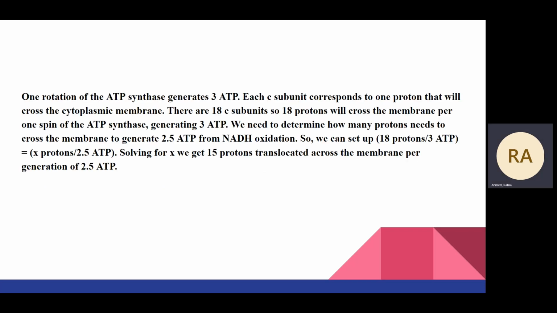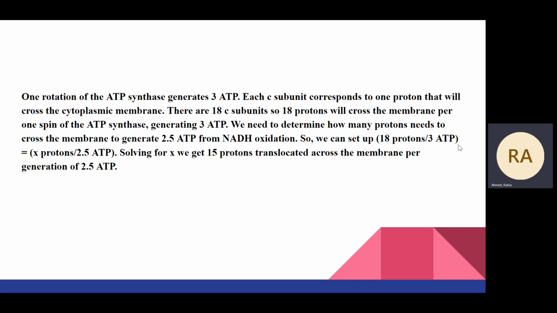So the answer to 5A is 1 rotation of the ATP synthase generates 3 ATPs. So each carbon subunit corresponds to 1 proton that will cross the cytoplasmic membrane. There are 18 carbon subunits, so 18 protons will cross the membrane per 1 spin of the ATP synthase, generating 3 ATP. We need to determine how many protons need to cross the membrane to generate 2.5 ATP from NADH oxidation. So this is kind of straightforward. It's just like dimensional analysis.